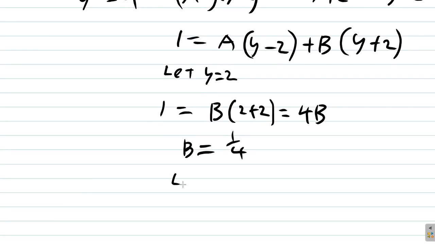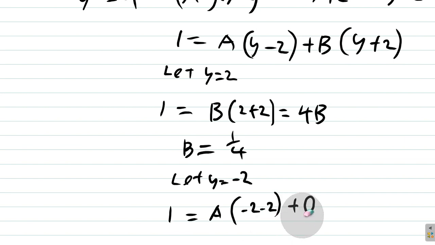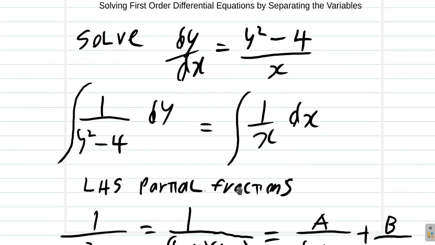And if you let y equal negative 2, what you'd have is 1 equal a times negative 2 minus 2, plus, well, negative 2 plus 2 is 0. So this would go. So it would be plus 0. I wouldn't even need this here. So a would be negative a quarter. Alright, so we have our a and b.